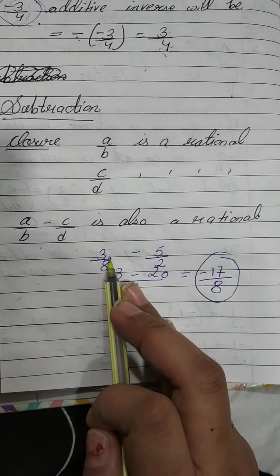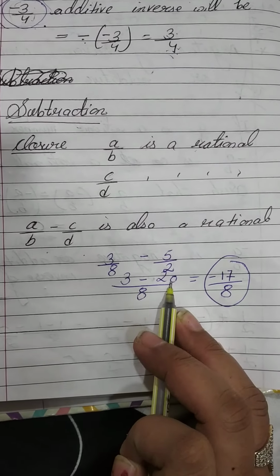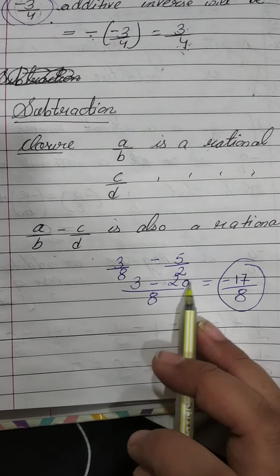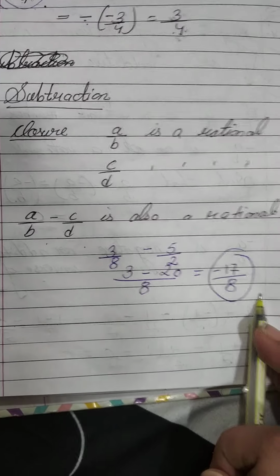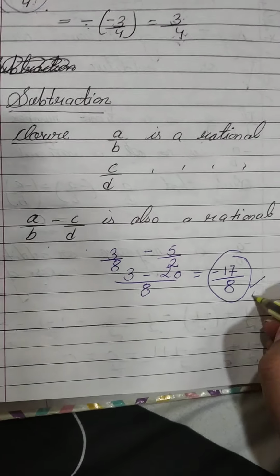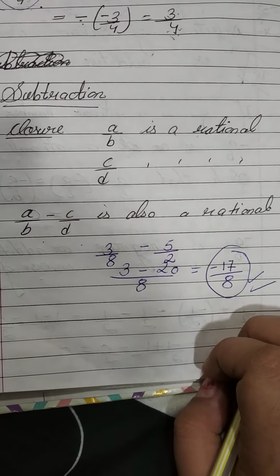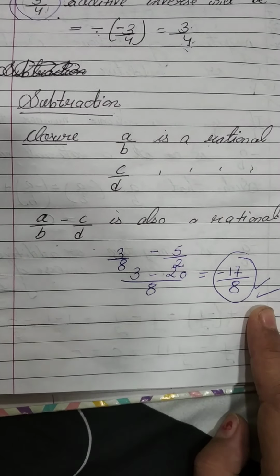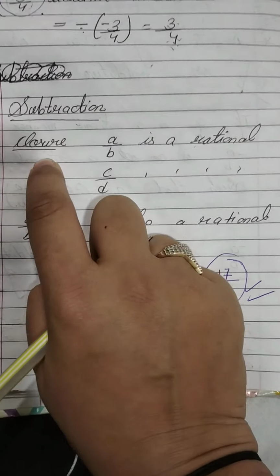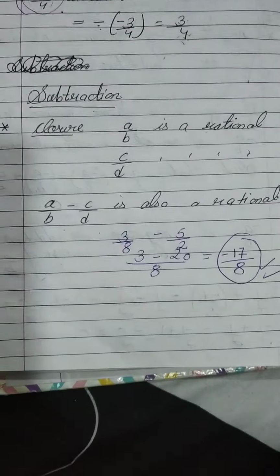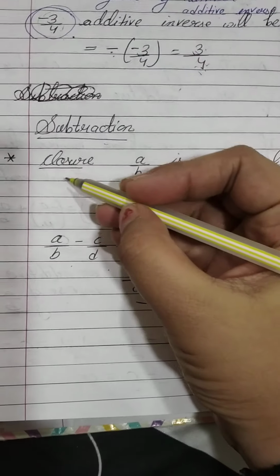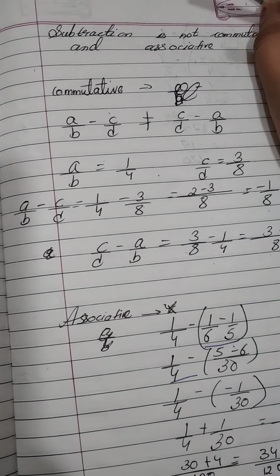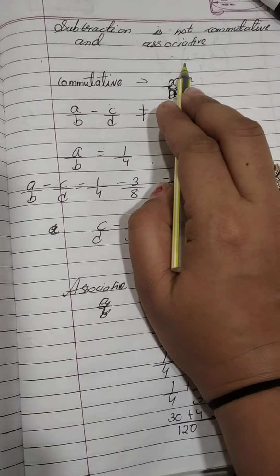Let us take an example, 3 upon 8 and 5 upon 2. Both are rational. I am subtracting them. I took the LCM. 3 minus 20 is equal to minus 17 upon 8. This minus 17 upon 8 is also a rational number. Thus, by subtracting two rational numbers, the answer is also a rational number. So, this is the closure property of subtraction. Okay. Now, the closure property is there in subtraction, but subtraction is neither commutative nor associative.